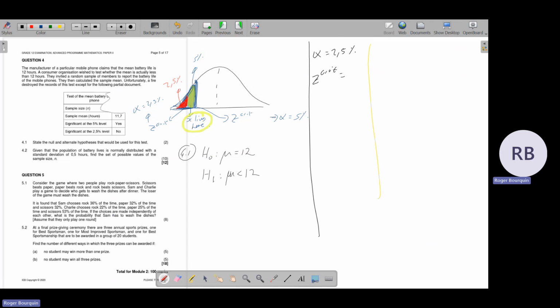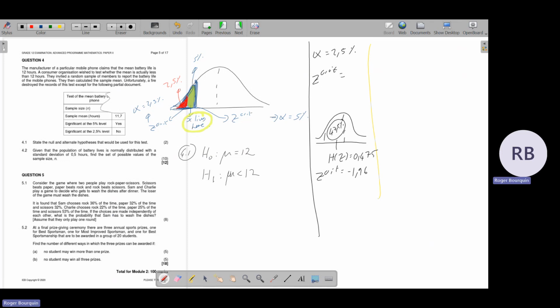So for the area of 2.5%, what are you going to look up? You're going to look up a Z score of, what's that going to be? 47.5%, right? So you're going to look up an area of 0.475. What does that give you for a Z score? Look up an area. You're looking up the area and you find the Z score that goes with it. What did you get? Negative 1.96. Negative 1.96 sounds about right.